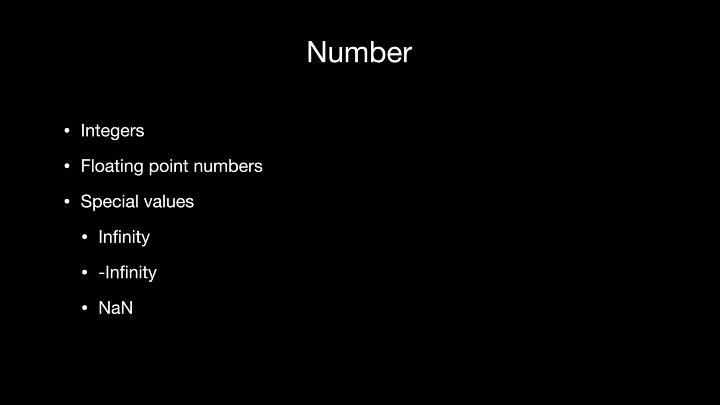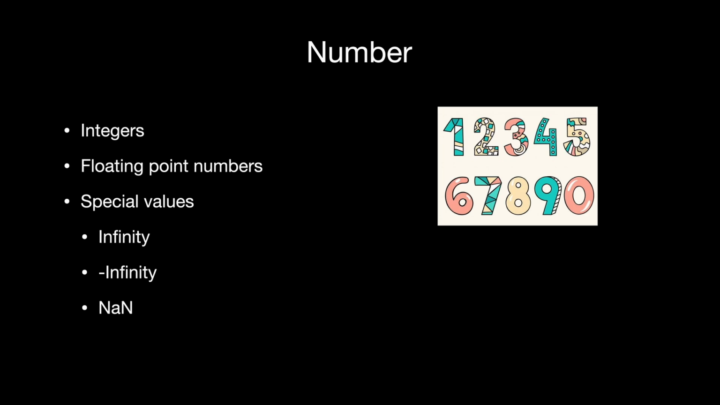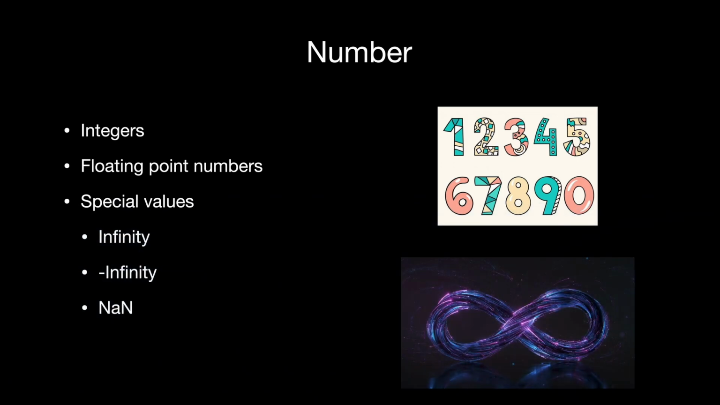Next in line, we have number. These are the different types of numbers we have in JavaScript. First, we have integers, like the numbers 1, 2, 3, 4, 5 and so on. Next we have floating point numbers. As you all must be familiar with decimal numbers in maths, like 1.2, 4.5, 3.45, like that. And finally, we have special numbers like infinity, minus infinity, and not a number.